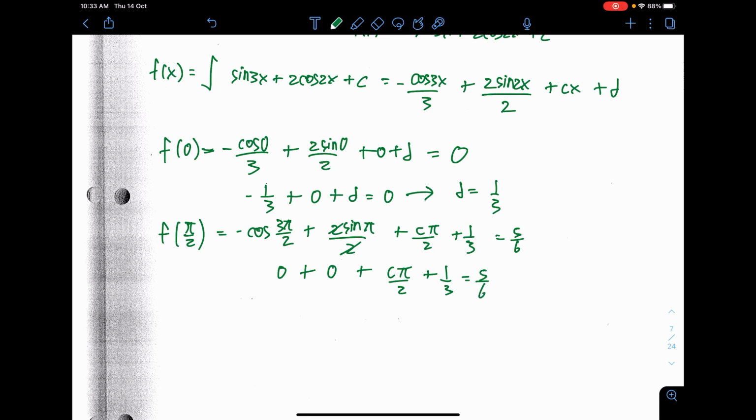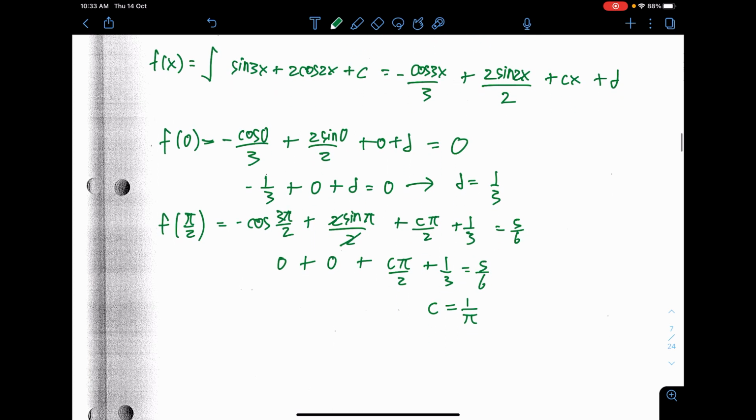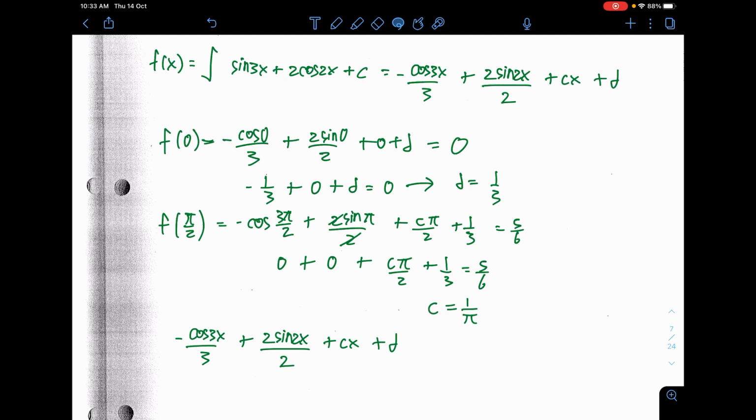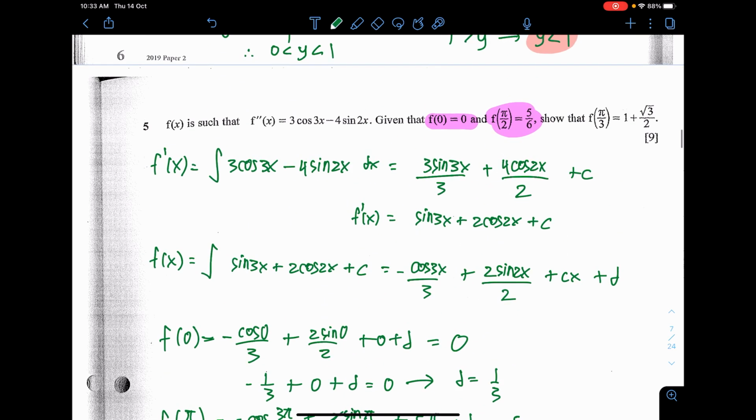Okay, then, well, I think you just need to solve this thing. I got c equals 1 over pi. Okay, c is 1 over pi. Hence, I got the equation of f(x) fully as... Okay, let me just copy down this thing. C as 1 over pi, and then D as 1 over 3. And then pi over 3.